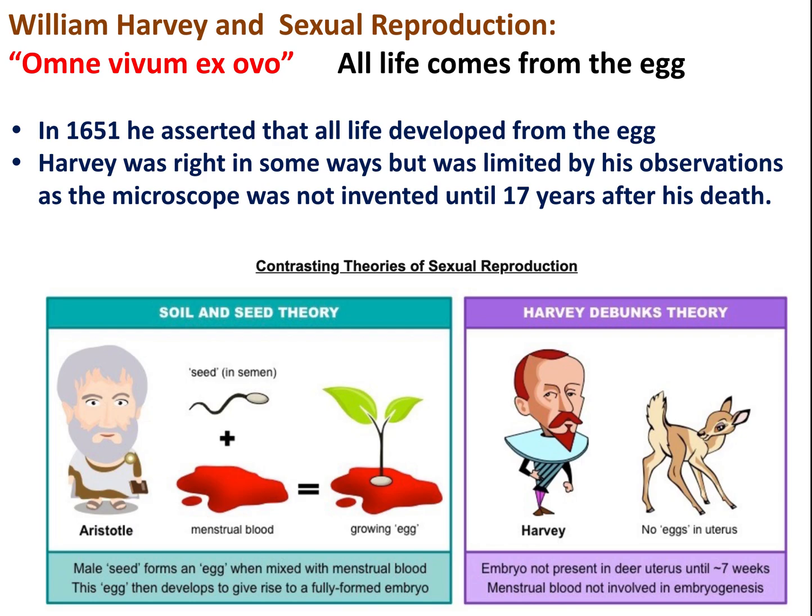And he did incorrectly state that the egg and the sperm were not the seeds of what created an embryo. So he was incorrect there because he believed it was just the egg that created it. But now we know that it's a mixture of the two, that it's an egg and the sperm that create the embryo or the zygote. But he was the first one to kind of debunk Aristotle's theory.